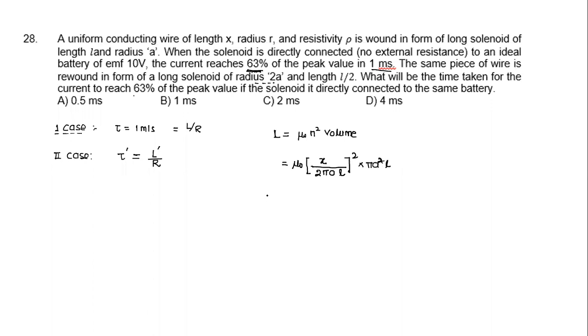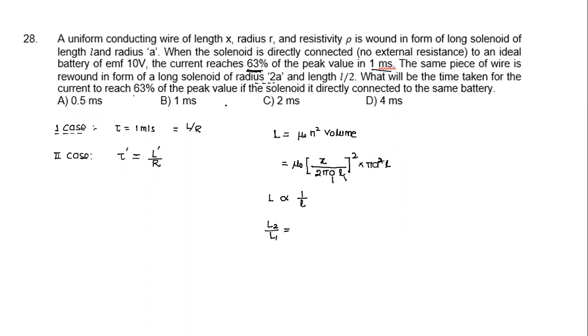So other terms are not changing. We are concerned only with two terms, a and L. How would it vary with a and L? If you look at this, a square will get cancelled. x is constant anyway in the second case also. L comes proportional to 1 by the length of the inductor. So what is L2 by L1 here?